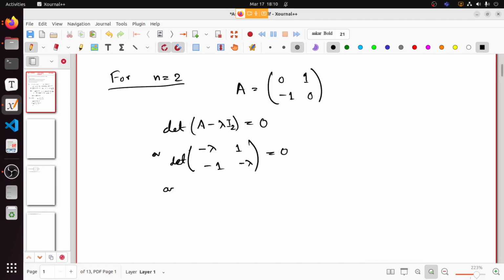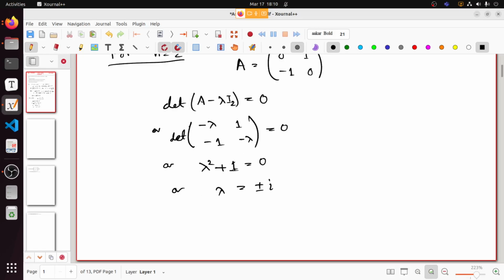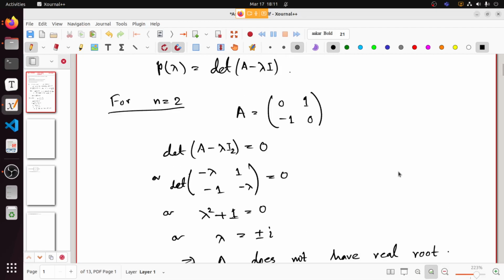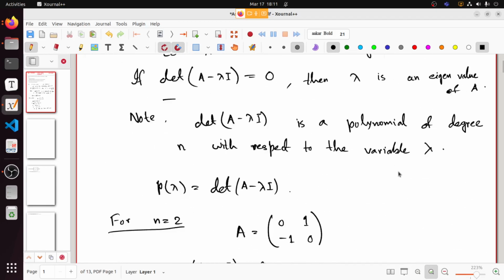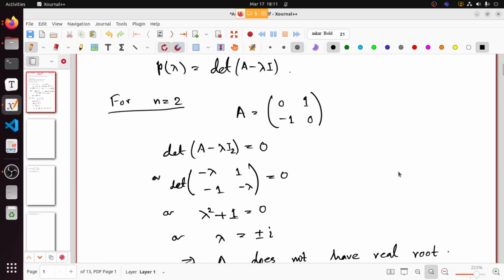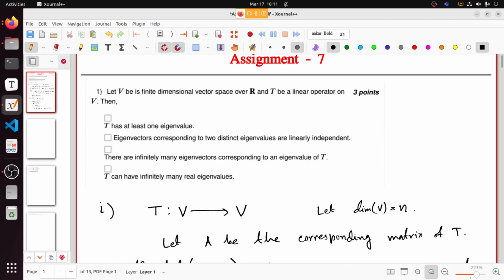The determinant is lambda squared minus (-1), that is lambda squared plus 1, equals 0, which implies lambda equals plus or minus i. So the eigenvalues are imaginary, which implies A does not have a real root. So it is not necessary that the matrix always has a real eigenvalue. For odd dimension there always exists at least one real root, but for even dimension, like n equals 2, there may not be. So T having at least one eigenvalue may not be true. Option 1 is false.